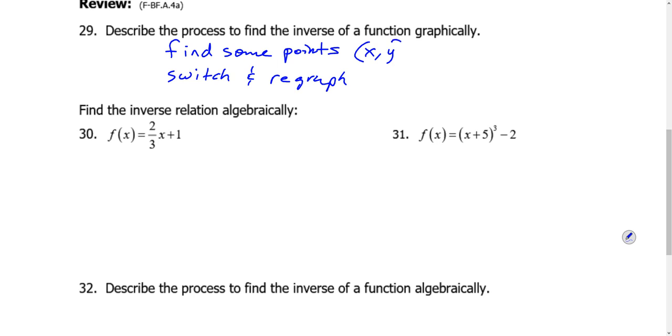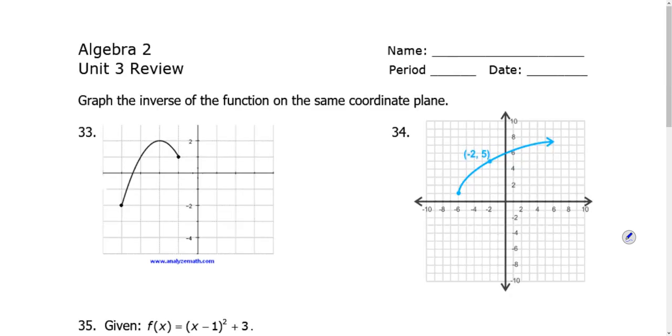So if we have this X, Y point, we literally switch the two numbers. We put it as Y and then X. So I'm going to go over to the graphing section. I'm going to find as many points as I can. So it looks like there's a point here, a point here.